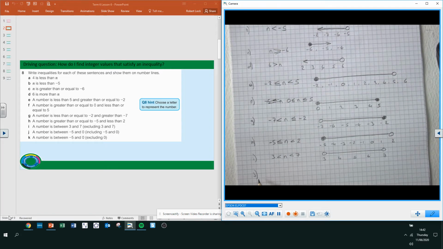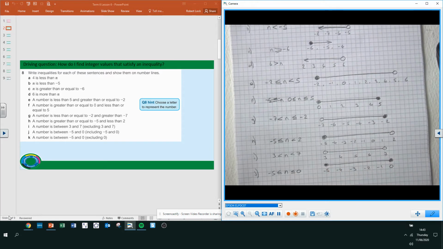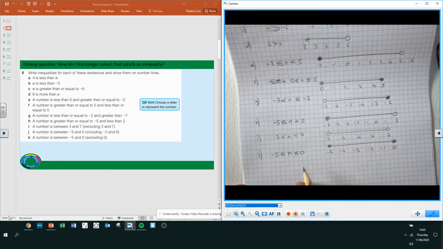J. A number is between minus 5 and 0, including minus 5 and 0. So a number is greater than or equal to minus 5, but less than or equal to 0. So the answer is minus 5, minus 4, minus 3, minus 2, minus 1, and 0. Equal, so put the filled in dot. Line goes between the two.